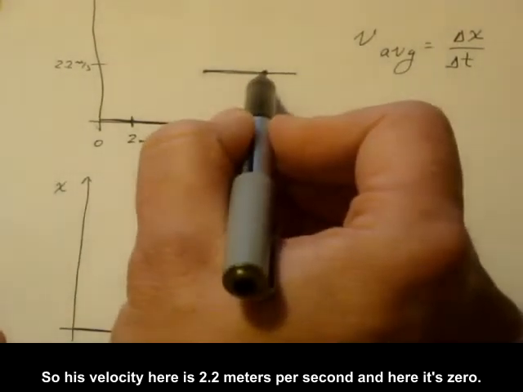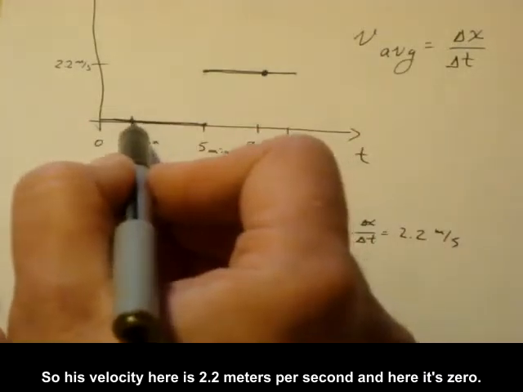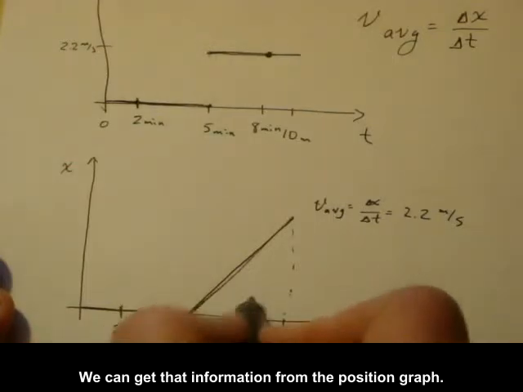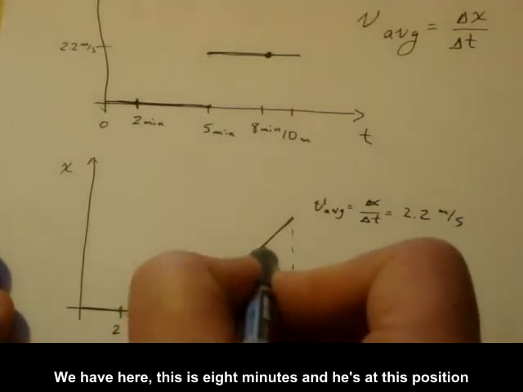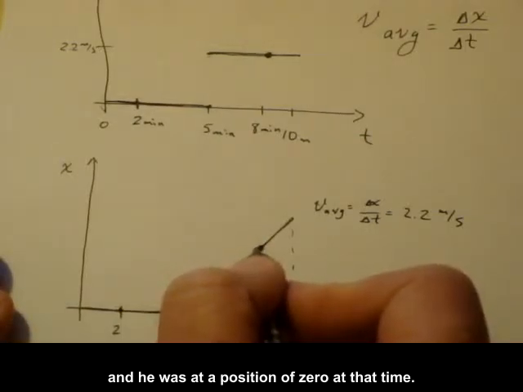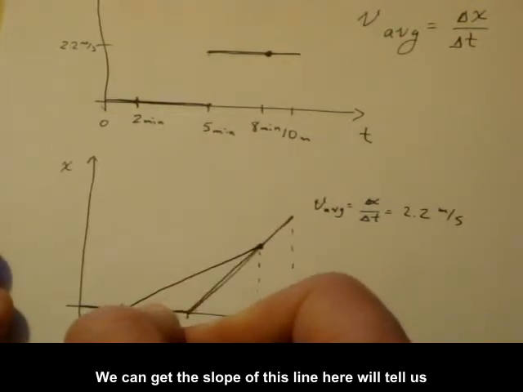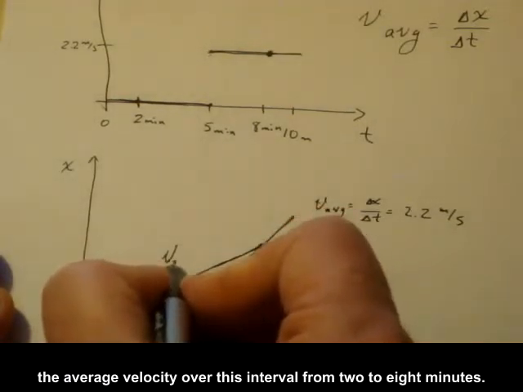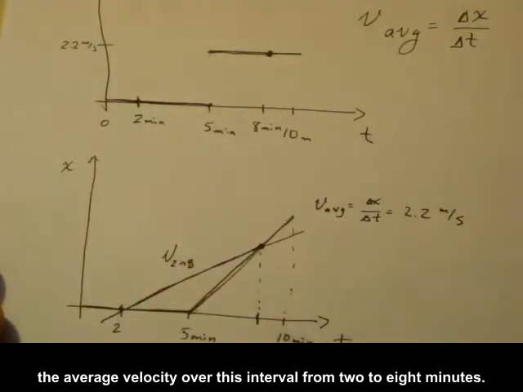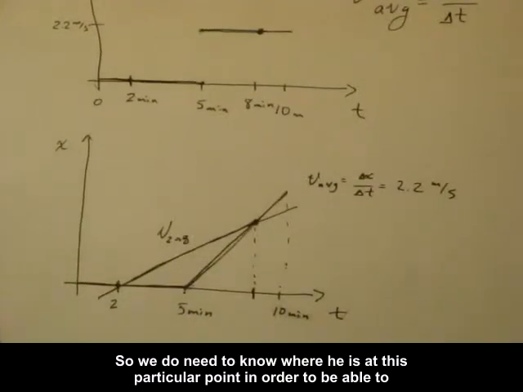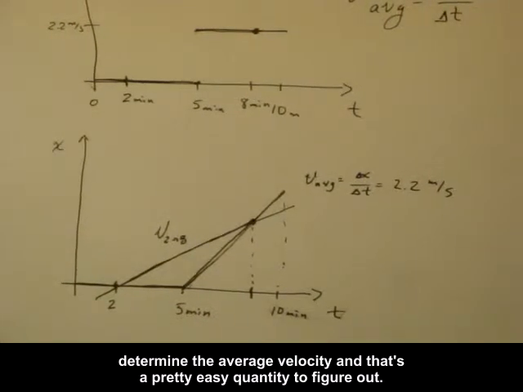So his velocity here is 2.2 meters per second, and here it's 0. We can get that information from the position graph, right? We have here, this is 8 minutes, and he's at this position, and he was at a position of 0 at that time. The slope of this line here will tell us the average velocity over this interval from 2 to 8 minutes. Okay? So we do need to know where he is at this particular point in order to be able to determine the average velocity. And that's a pretty easy quantity to figure out.